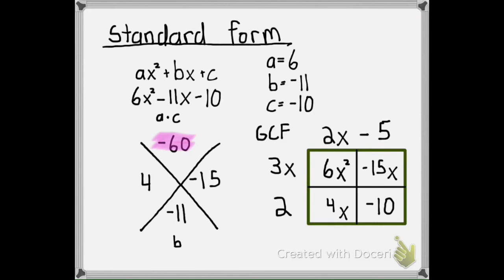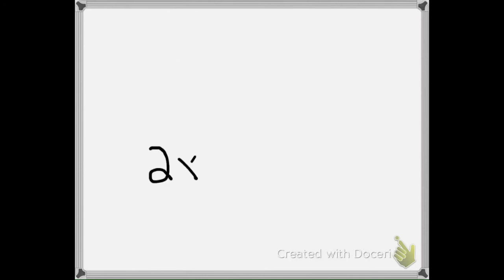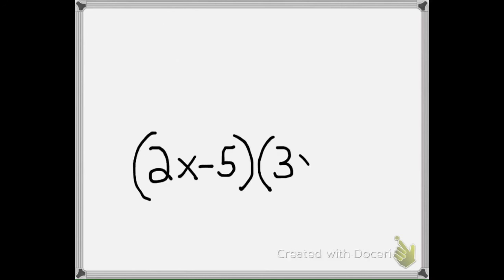And it's 2. So these things on the outside of our box are actually the factors of our original quadratic polynomial. So if we were to multiply 2x minus 5 times 3x plus 2, we would actually get back to our original quadratic polynomial.